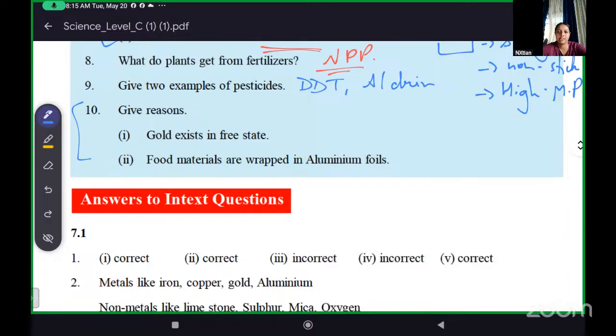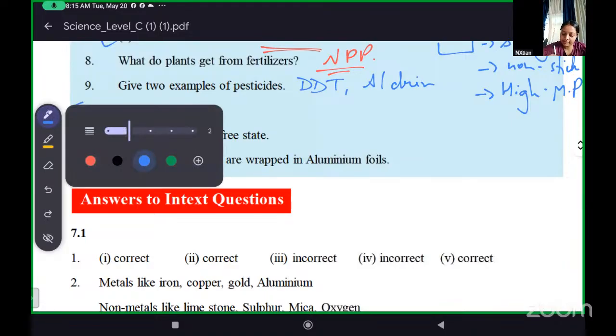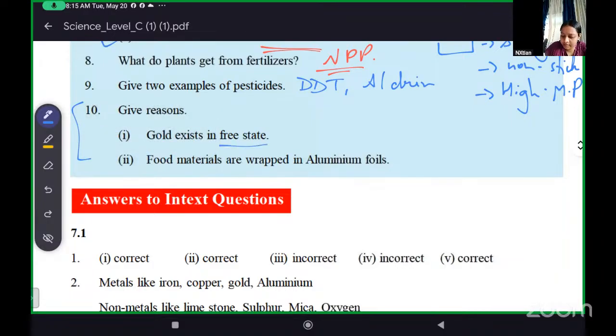Exists in free state means it exists in its native state, and it can be found naturally in its pure metallic form. So why is it? Free state means in a pure native state.